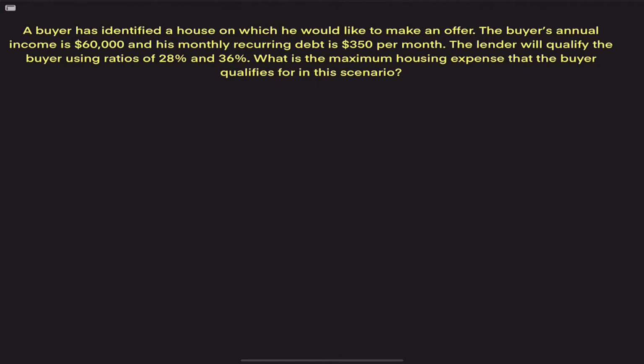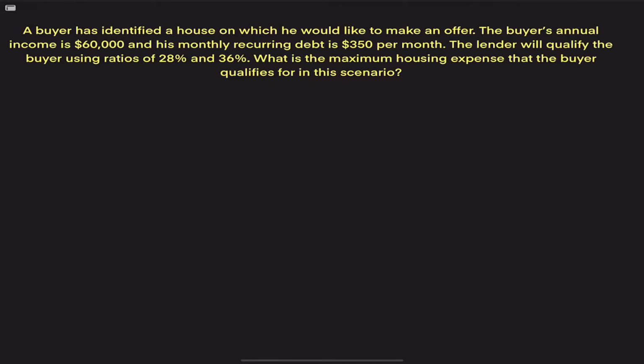A buyer has identified a house on which he would like to make an offer. The buyer's annual income is $60,000. His monthly recurring debt is $350 per month. The lender will qualify the buyer using 2836 ratios. What is the maximum housing expense that the buyer qualifies for in this scenario?